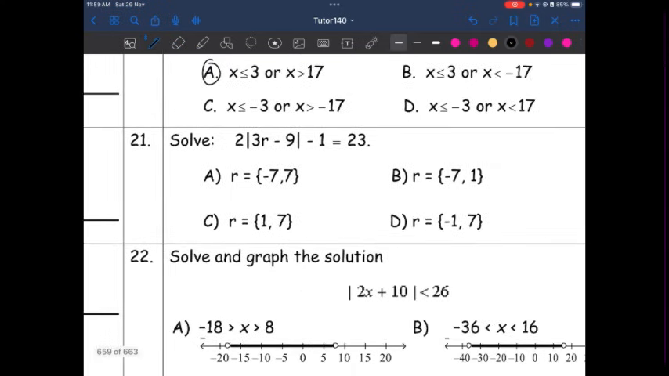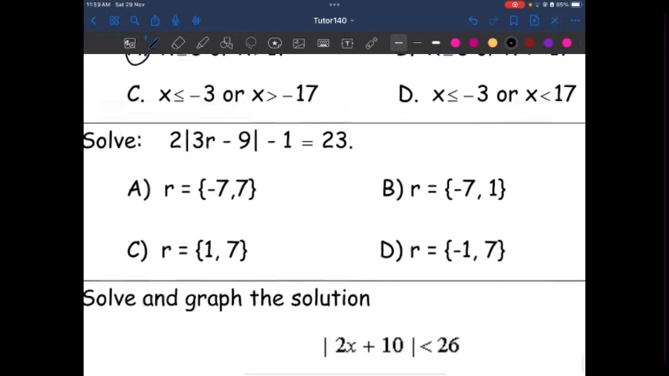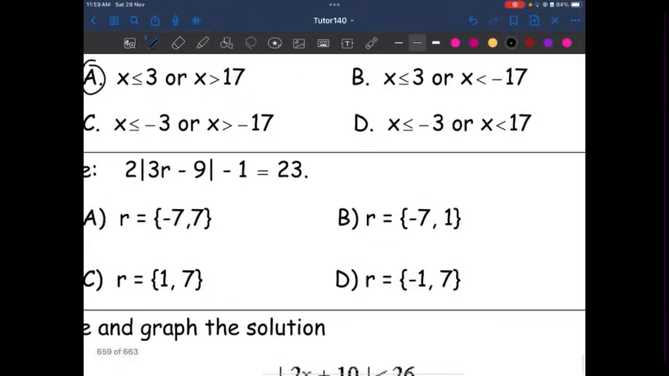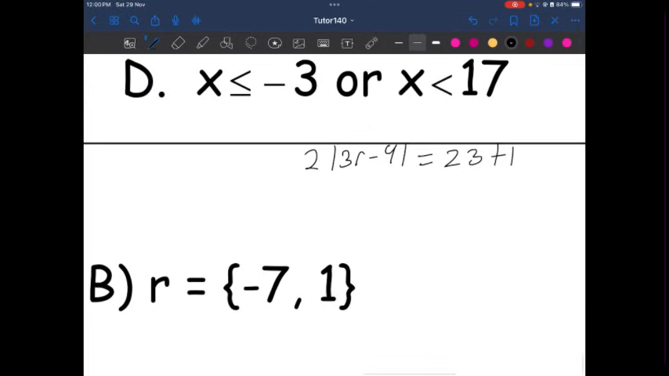Solve 2 times the absolute value of 3r minus 9 minus 1 equals 3. Now, the first thing we want to do is isolate the absolute value. So to do that, the first thing we're going to do is send the 1 over, transpose the 1. So you have 2 times the absolute value of 3r minus 9 equals 3 plus 1. Because when we send the 1 over, it becomes positive. Simplifying, we have 2 times the absolute value of 3r minus 9 equals 24.